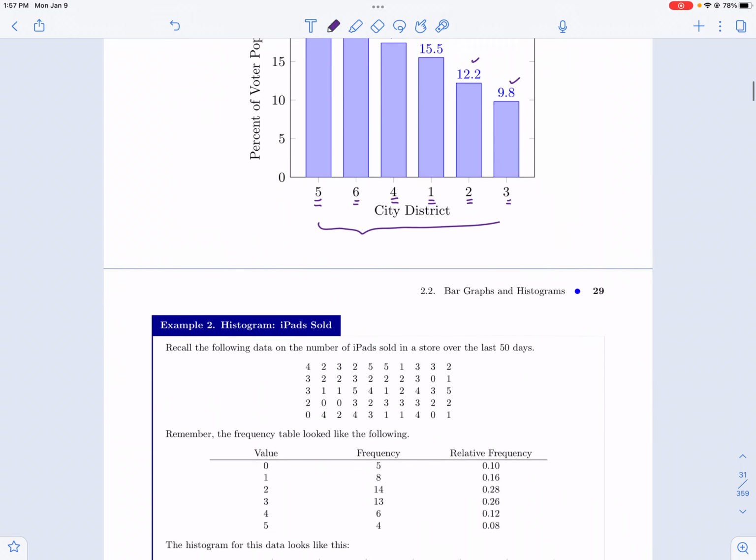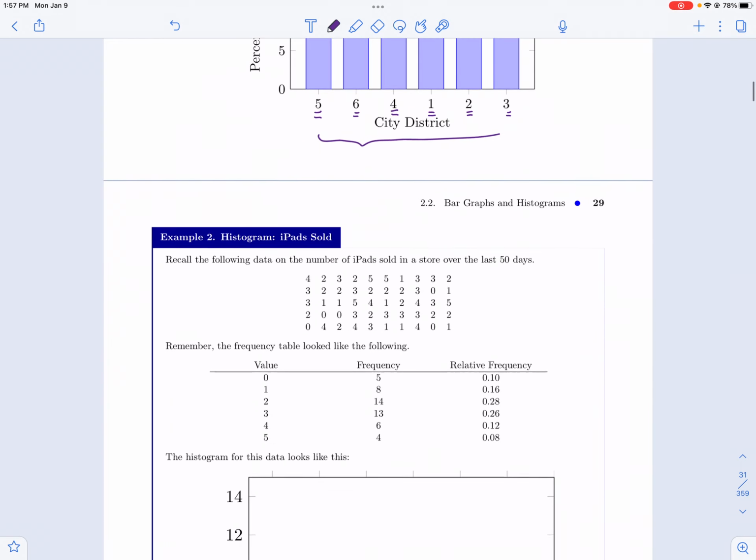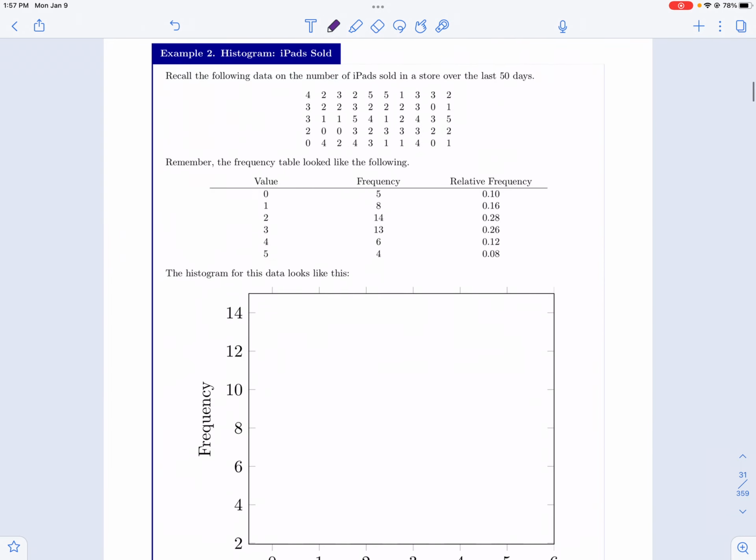If you have any questions about bar graphs, definitely send me a message and let me know. The more important thing that we're interested in is being able to draw a histogram given certain pieces of information. So for example 2, we've got data related to iPads, and we've already got our frequency table drawn. Our goal is to draw what the histogram for this looks like.